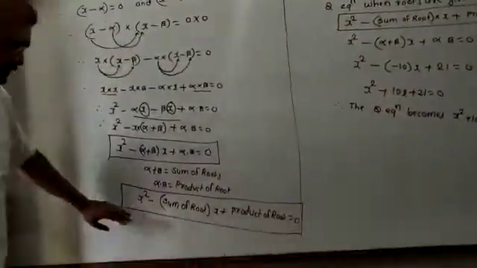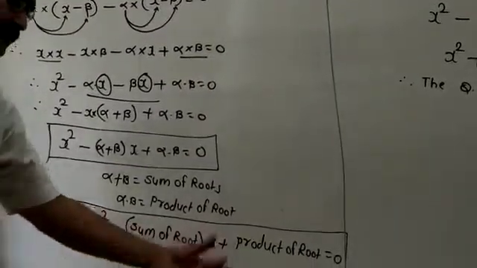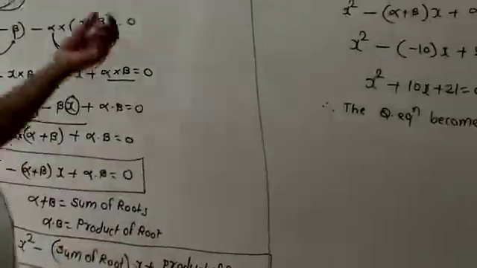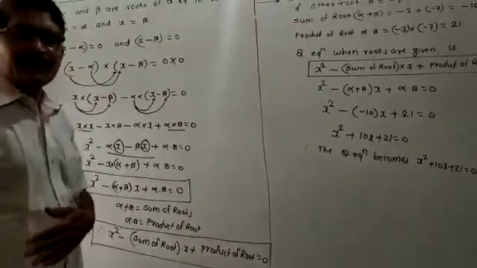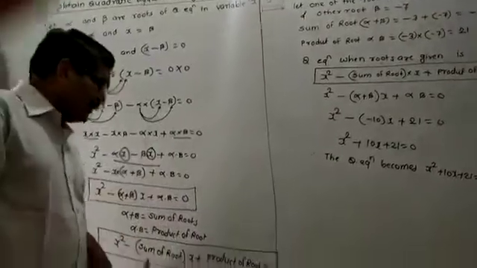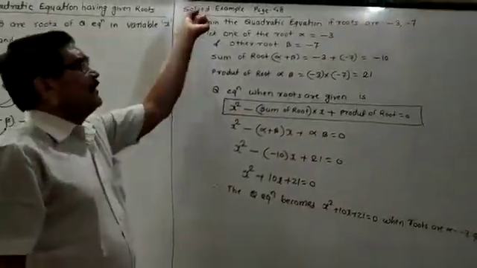You have to learn this standard form, that x square minus sum of the roots into x plus product of the roots is equal to 0, when the two roots of the quadratic equation are given. When two roots of the quadratic equation are given, by this formula you will get the quadratic equation. Then you have to start with the solved example.